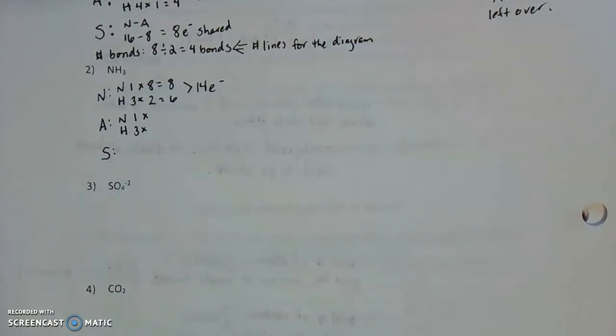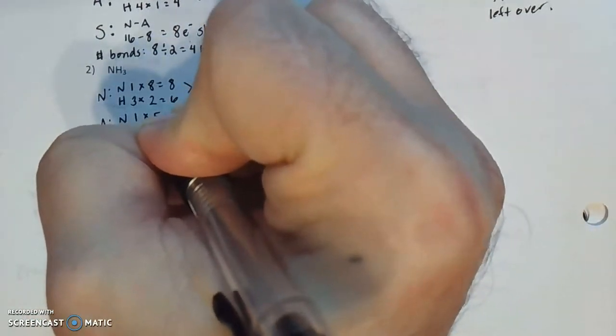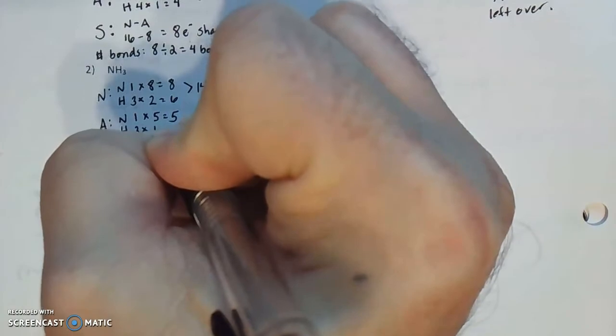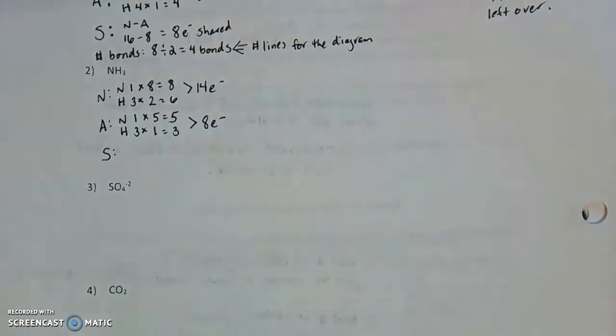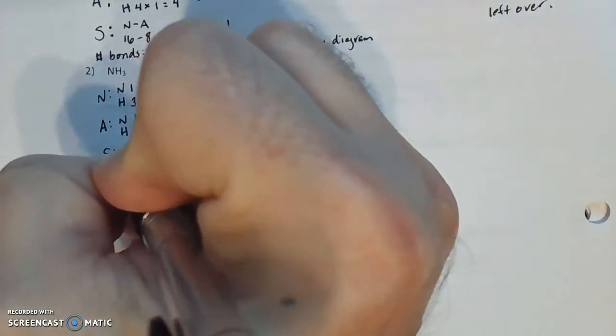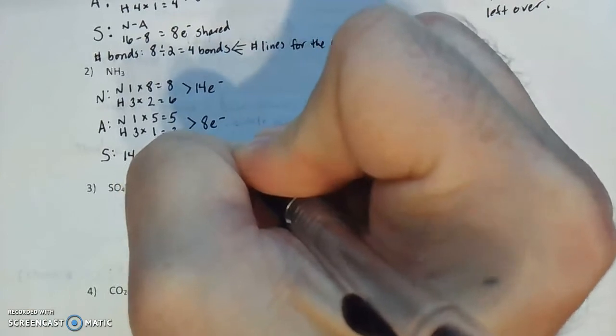For the number available, we do the same thing, N and H, 1 and 3. But now, instead of using the octet and duet rules, we use how many electrons are in the valence shell for each one of these. So nitrogen is in group 15, so it has 5 available. And hydrogen is group 1, it has 1 available. So we multiply these out and add them together, and we get 8. So S is N minus A, so 14 minus 8, which gives us 6 electrons. We divide that by 2 to give us 3 bonds.